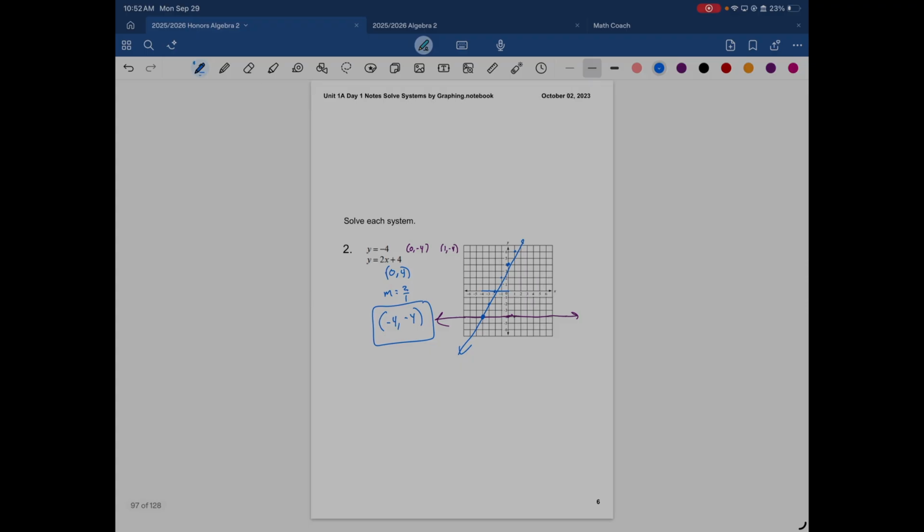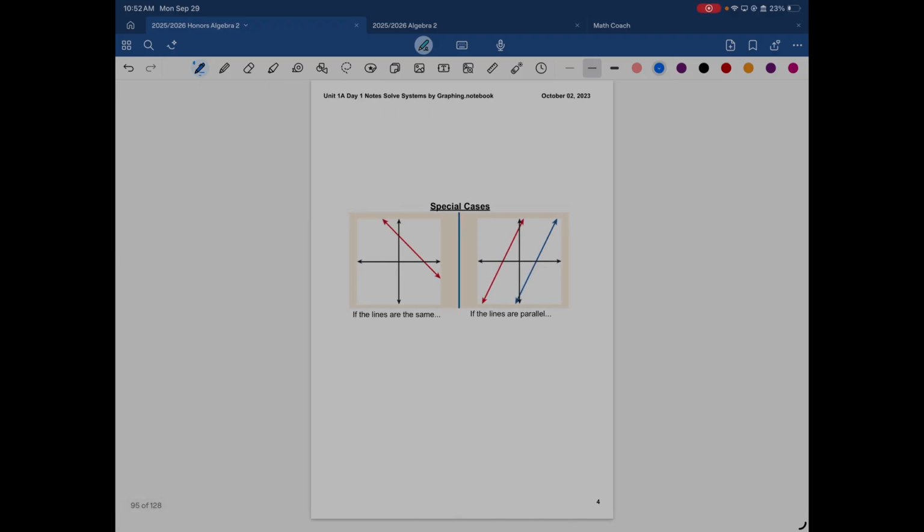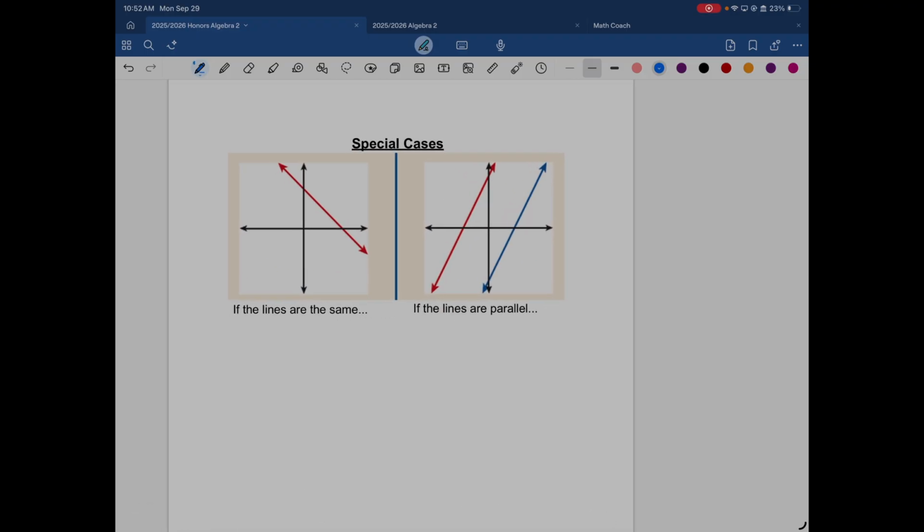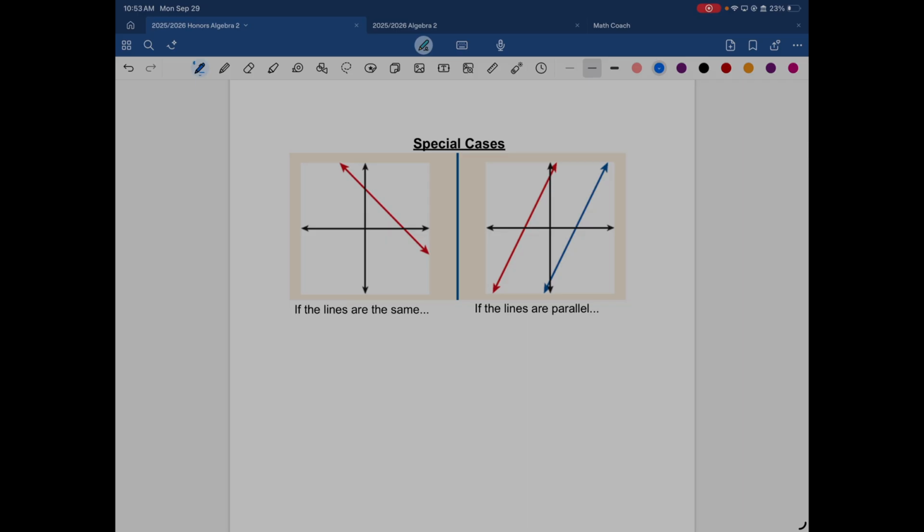So there are 2 special types of cases that you could have. If the lines are parallel, which we just did, there's no solutions. They don't intersect each other. You could also have ones that are the same line. So if you got y equals 3x plus 4 and y equals 3x plus 4, exactly the same thing, if they're the same line, there's infinitely many solutions.